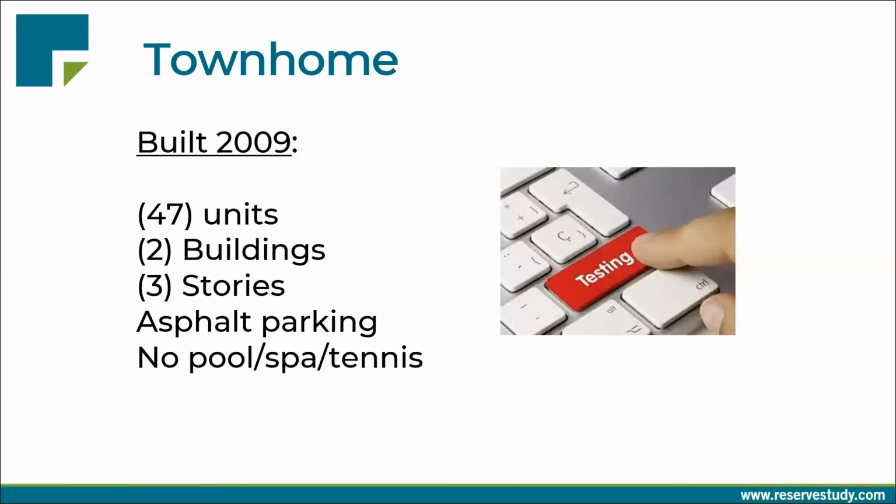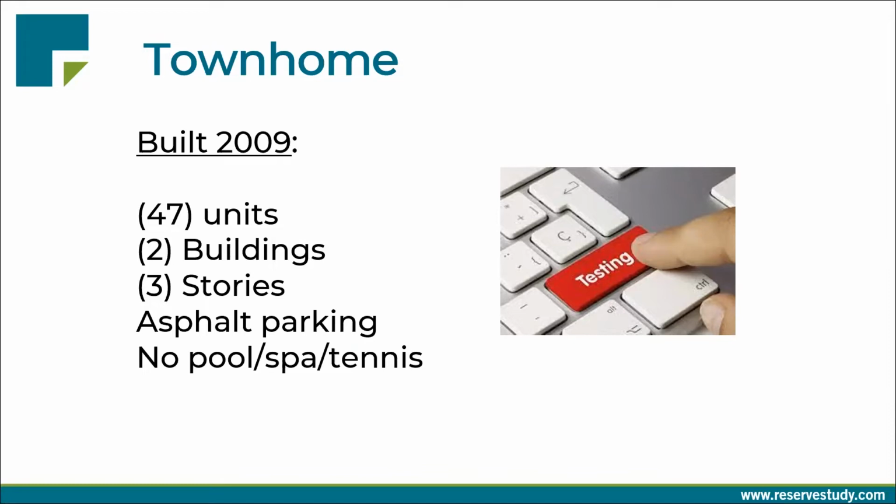This is the example property. It's a property that Bryan selected from his portfolio of clients in Colorado. Not too old, 47 units, 2 buildings, 3 stories, outside asphalt parking, no particular exotic recreational amenities, pretty straightforward. I think it's a great case. And Bryan, why don't you take it over now and show people what's going on and give them a little inside view to what we do.